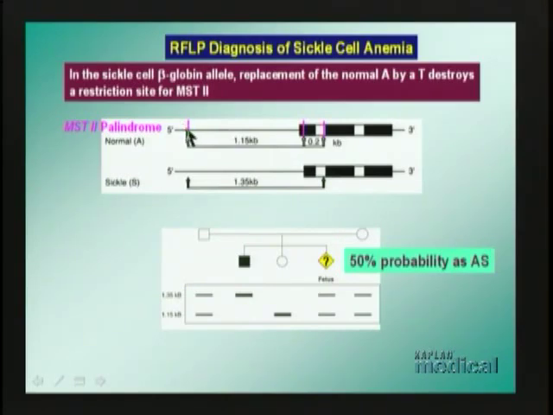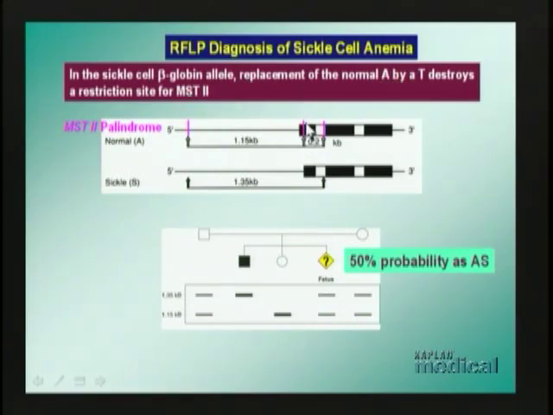But there are 3 palindromes in the vicinity of the beta globin gene. There are going to be other palindromes in the rest of the chromosome. No big deal here. But within beta globin, near the beta globin, there are 3 palindromes for MST2. Now, according to this statement at the top of this figure, there's a replacement of the normal A by a T, which destroys a restriction site for MST2.